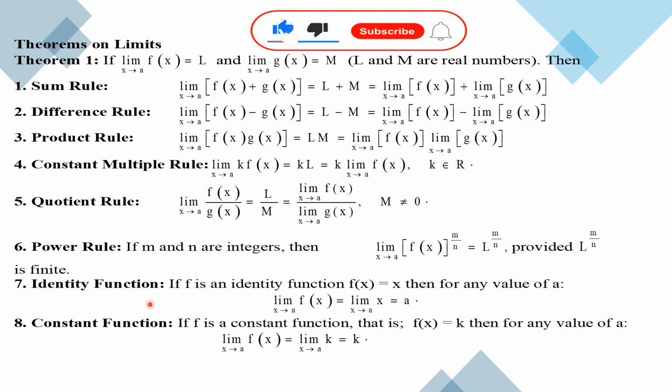Identity function: if f is an identity function, f(x) = x, then for any value of a, the limit of f(x) is obtained by just replacing x with a. Constant function: if f is a constant, that is f(x) = k, then the limit is similar to that number, the constant number. The limit as x tends to a of f(x) is the limit as x tends to a of k.